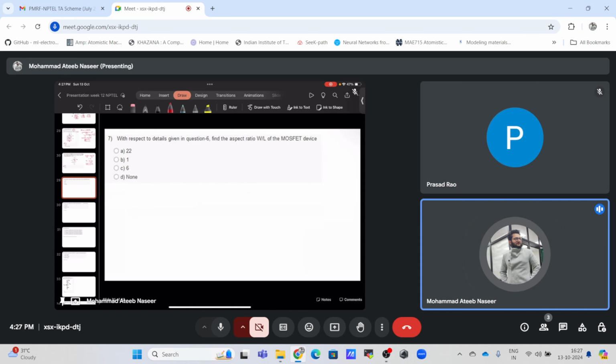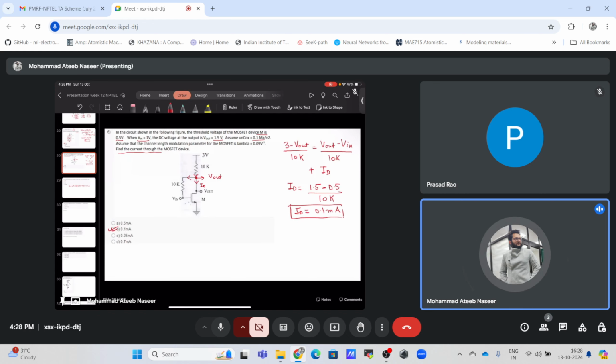Okay. So with respect to question 6, we need to find the W over L. So W over L for the MOSFET in saturation is simply ID is 1 by 2 mu n Cox W over L, VGS minus VTH squared, times 1 plus lambda VDS. I have taken lambda because it has been given, and VDS dependence of the saturation curve.